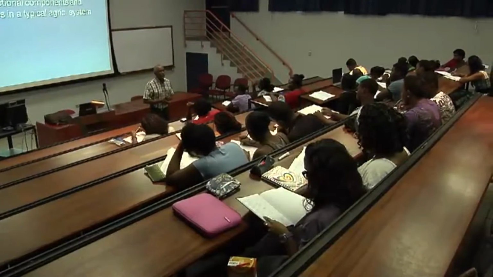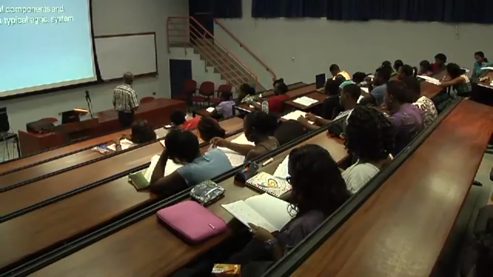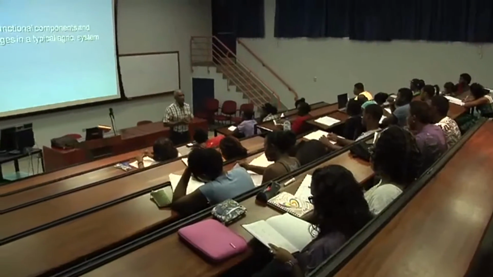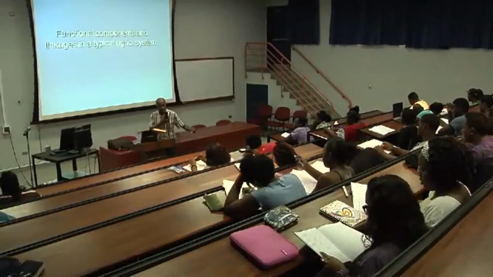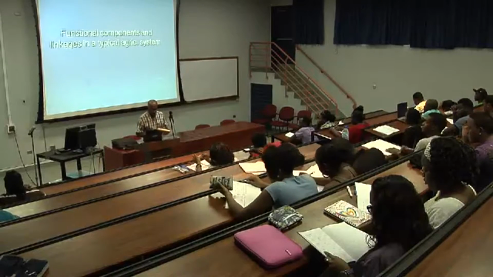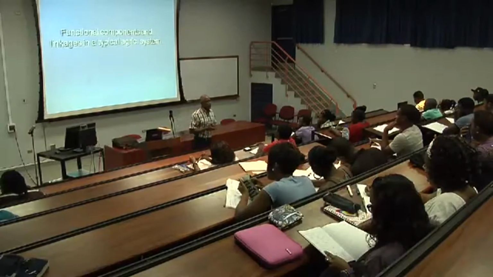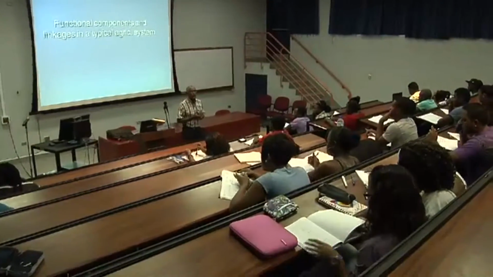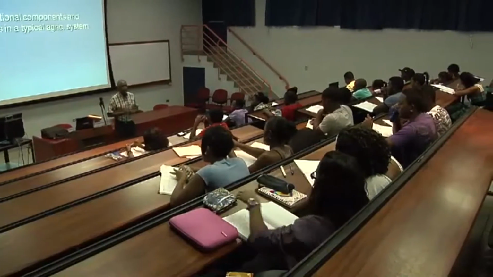So now we're moving on to a new module. This module is titled Functional Components and Linkages in an Agricultural System, and it is a little bit different from what we have done before. At the end of this module, you'll be able to describe the 6 major components of an agricultural system. You'll be able to list them and describe them.